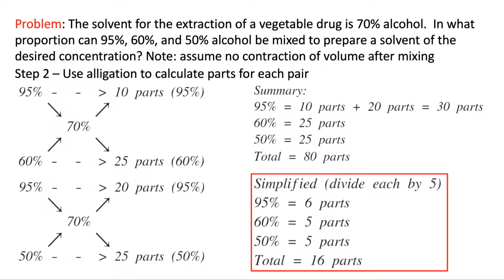Our answer, our recipe, is to use 6 parts of 95% alcohol, 5 parts of the 60%, and 5 parts of the 50%. If you mix any volume in that ratio, you would end up with a total volume, and that total volume would have a 70% concentration of alcohol. So that essentially answers this first question, which is, without going all the way to finding actual volumes for a certain volume of total 70% to create, we've calculated the correct proportions to add all three of our ingredients in so that when they're added in that same proportion, we would end up with 70% alcohol. And that's the answer to this question.